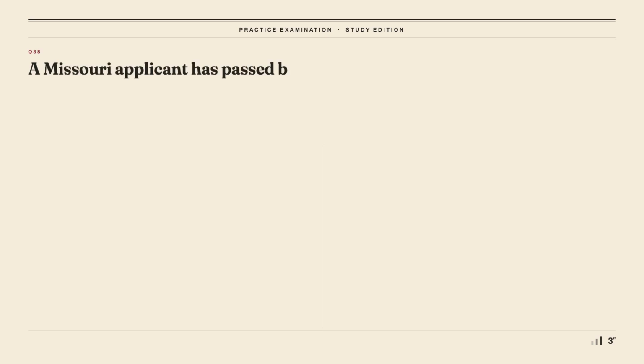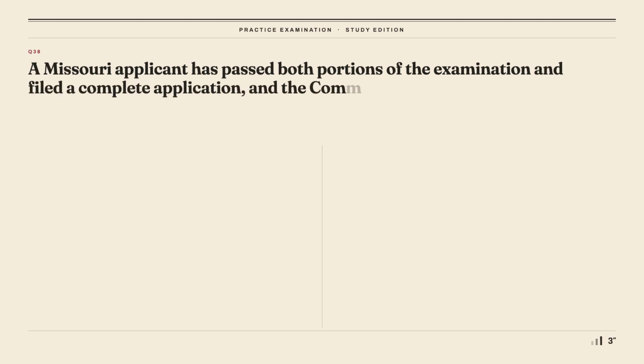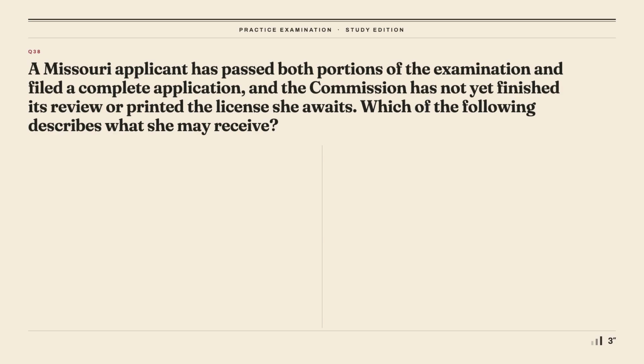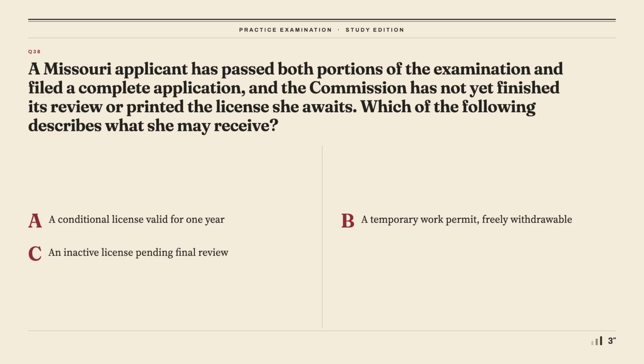Question 38. A Missouri applicant has passed both portions of the examination and filed a complete application, and the commission has not yet finished its review or printed the license she awaits. Which of the following describes what she may receive? Your options are A, a conditional license valid for 1 year, B, a temporary work permit freely withdrawable, C, an inactive license pending final review, D, nothing until the license is issued. Which would you go with? Lock it in before the reveal.